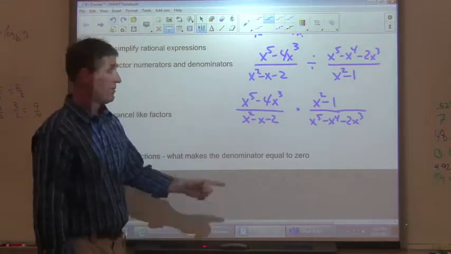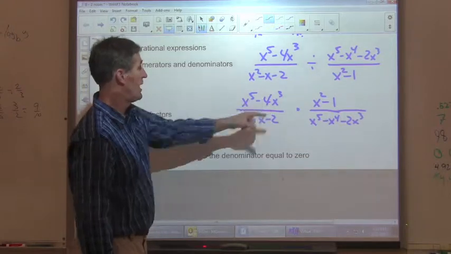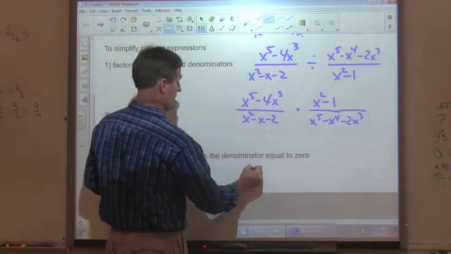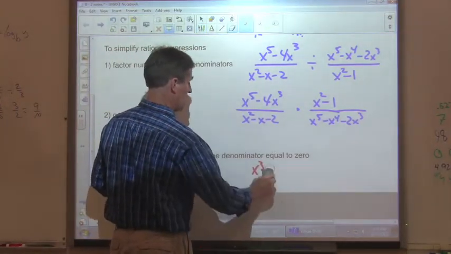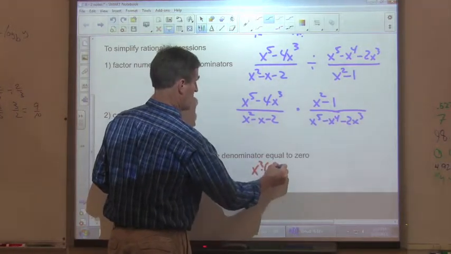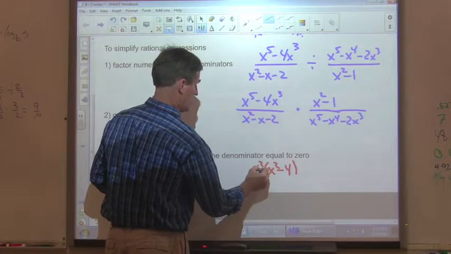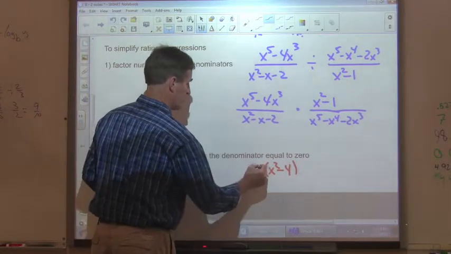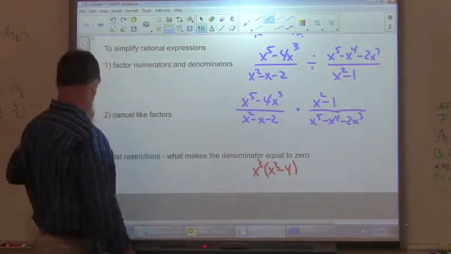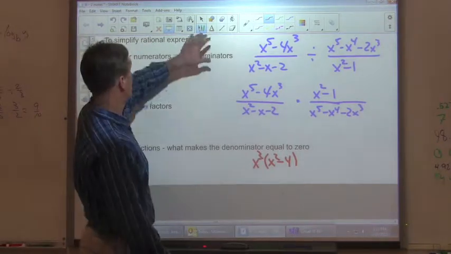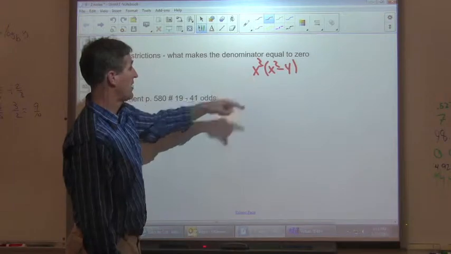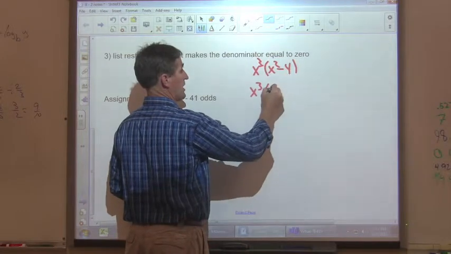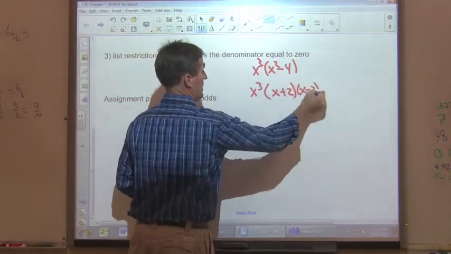Now, we do our factoring. Check for greatest common factor. I can pull an x cubed out of both those. So I'm going to go ahead and write this down: x cubed, and then that would be x squared minus 4. Now, here's a case where I can factor that further. This is the difference of two squares, so that becomes x plus 2 and x minus 2.